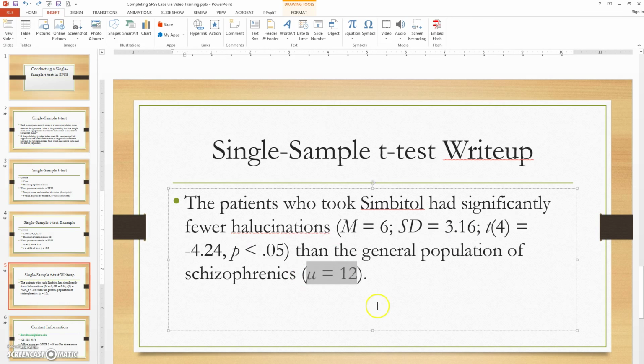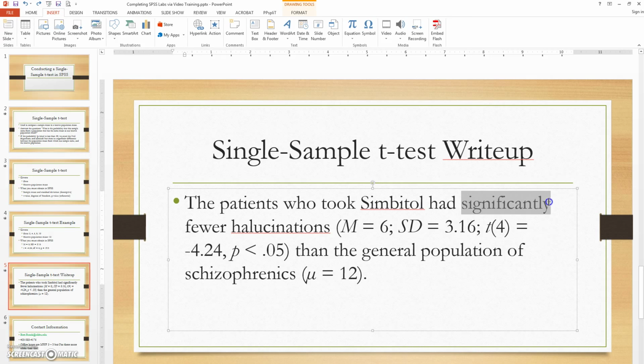Now, a couple of points about your write-up. Make sure when you do the write-up that you indicate what the independent variable is. In this case, it's patients who took Symbitol. In your lab, it might be the subjects who work at Company A, or it might be the students who use the study guide. So make sure somewhere in your write-up you indicate what the independent variable is.